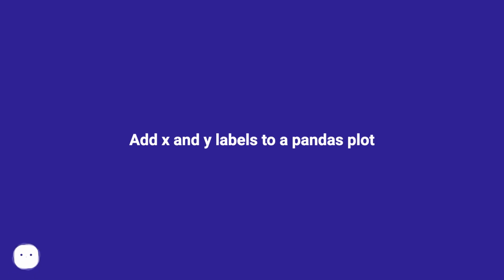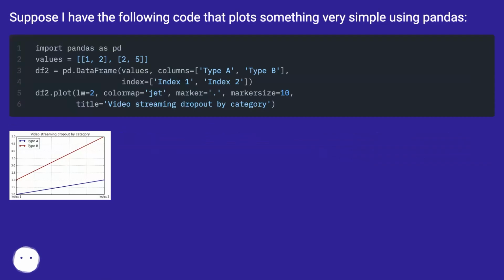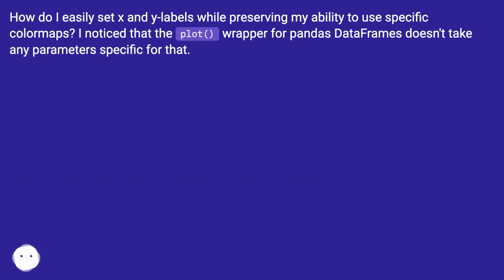Add X and Y labels to a pandas plot. Suppose I have the following code that plots something very simple using pandas. How do I easily set X and Y labels while preserving my ability to use specific color maps? I noticed that the plot wrapper for pandas data frames doesn't take any parameters specific for that.